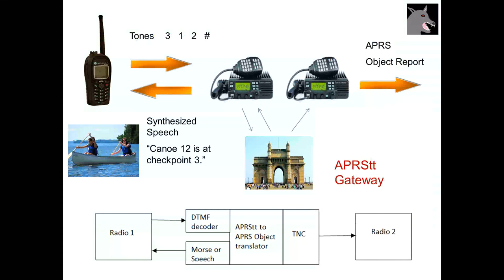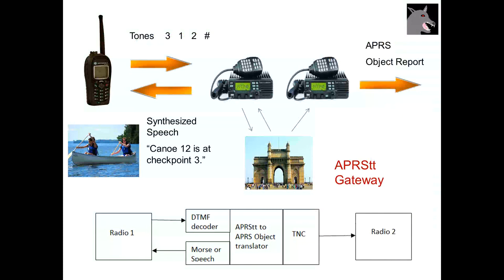So here's an example of where it could be used. Supposing the organizers of a canoe race wanted to keep track of the locations of all the participants in a race, but they didn't have the budget to put a GPS tracker in each canoe. So what you could do instead is put observers at various points along the way. And the APRStt gateway is then programmed to recognize sequences of 3 digits. The first digit represents a predefined location, and the other 2 digits represent an object number.